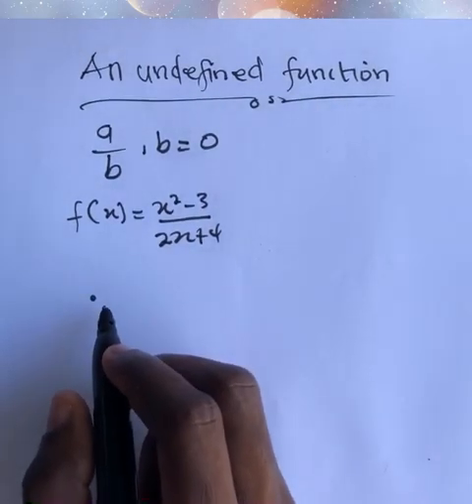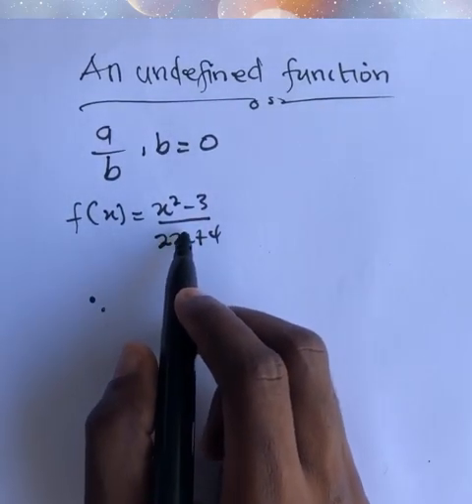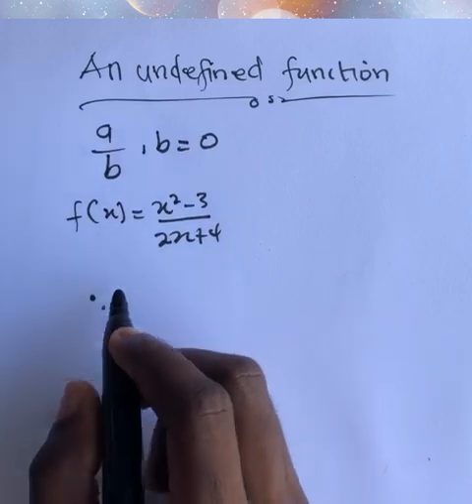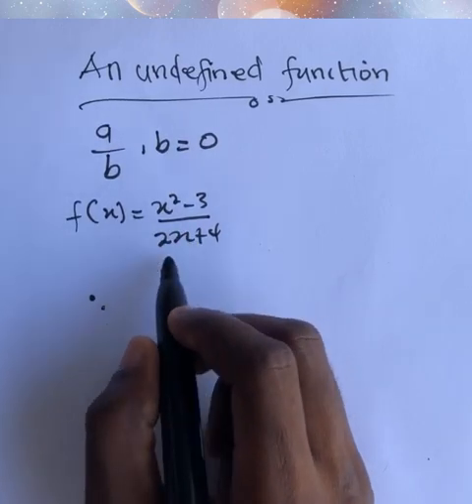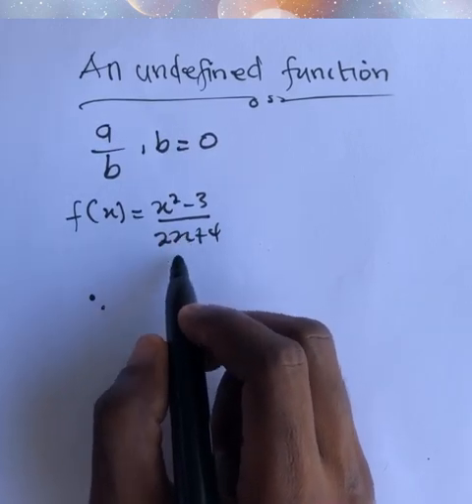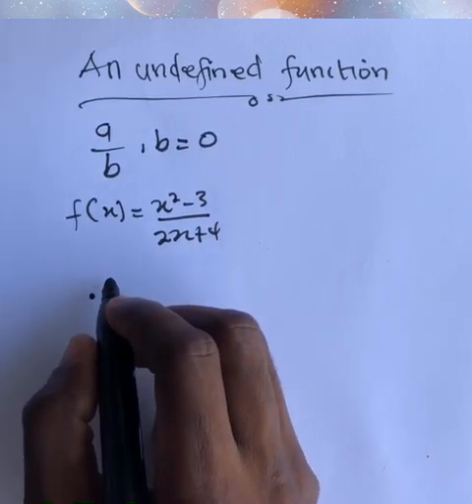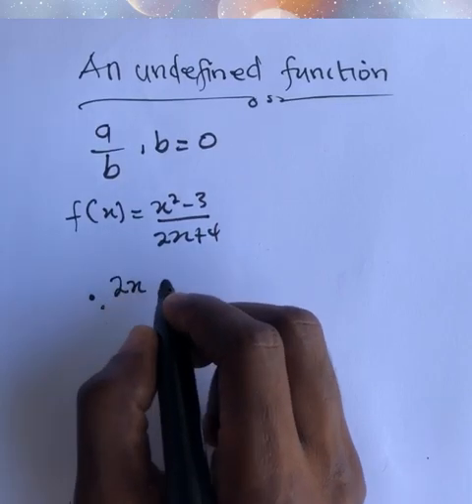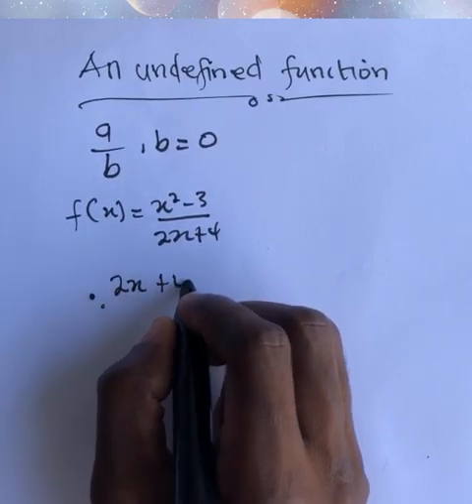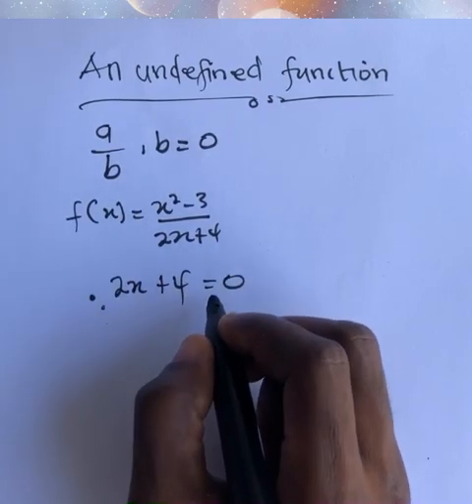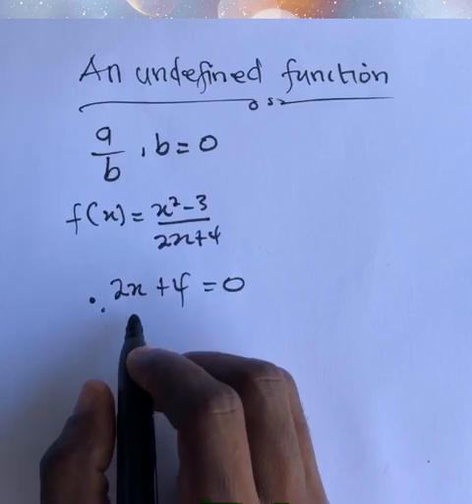Now we want to find the value of x that will make this function undefined. So if I want to find the value of x that will make this function undefined, then I have to make sure that the denominator of this function is 0. So all that I have to do is take the 2x plus 4, which is the denominator, then I equate it to 0. Then I solve for x.